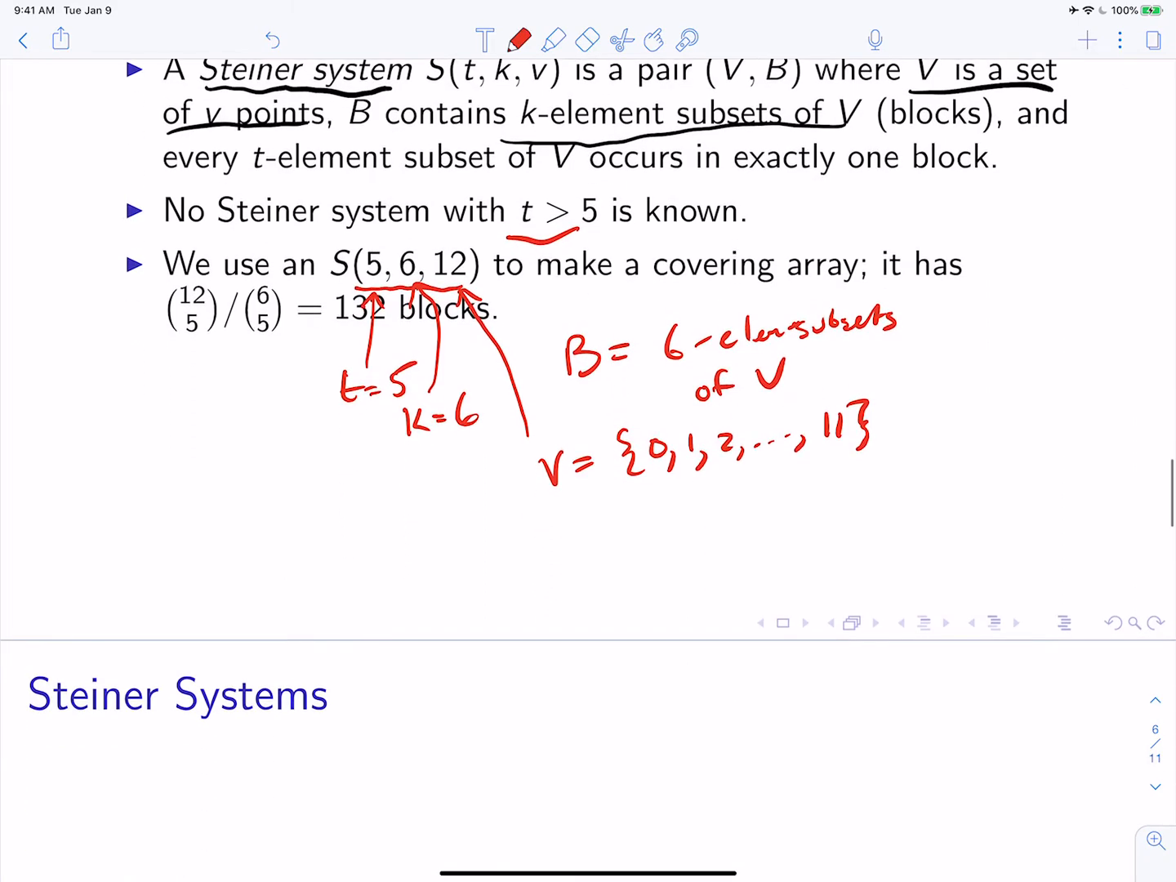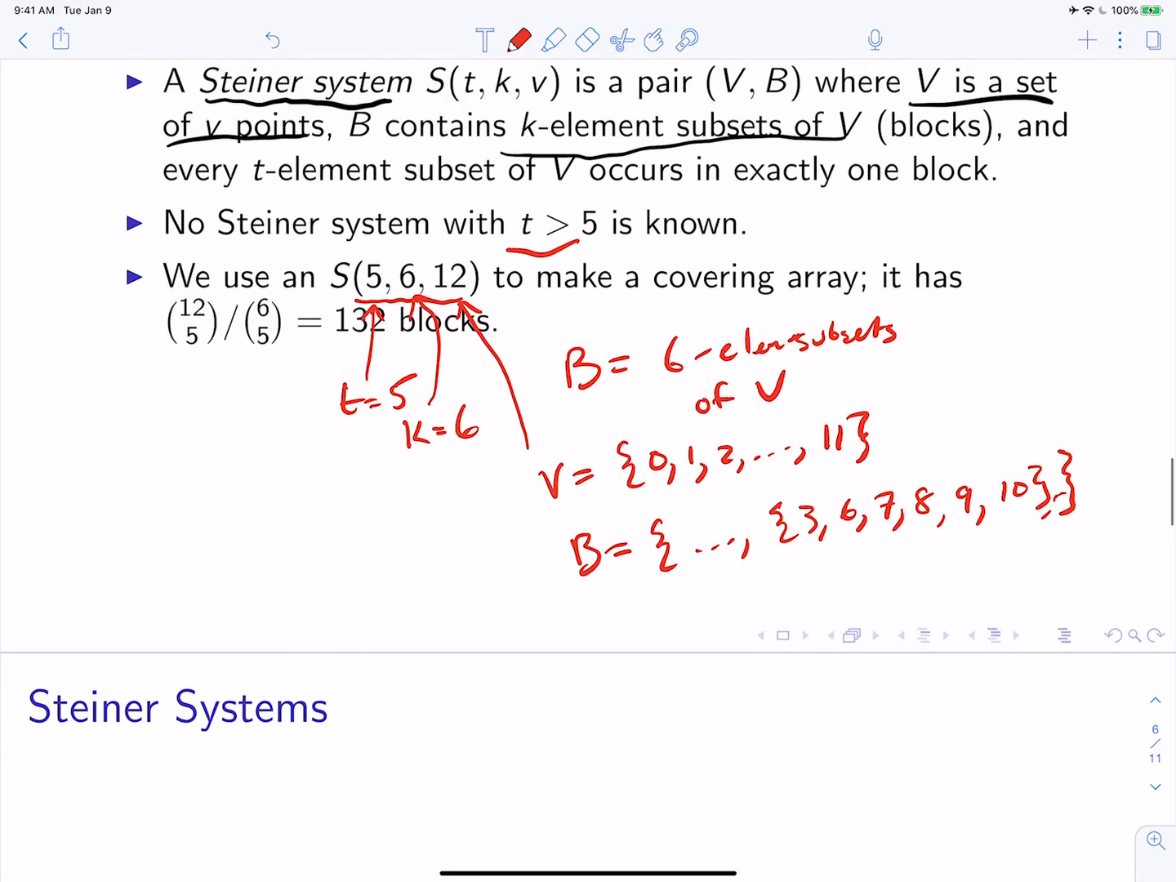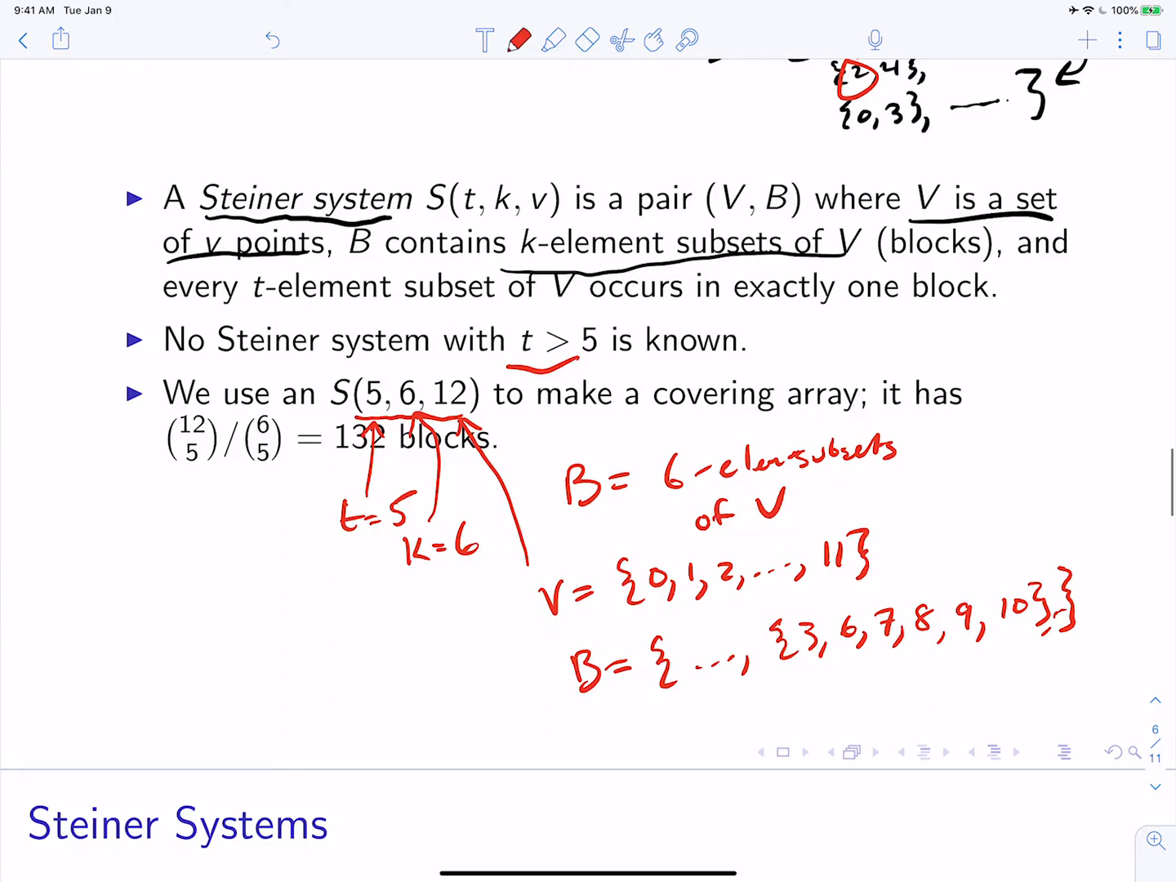So an example of an element that B could have would be something like {3, 6, 7, 8, 9, 10}, for example. And we want every 5-element subset to appear in exactly 1 block. And what we can do here is to take every 6-element subset. And actually, I'm not sure about that. I'll have to look at that.